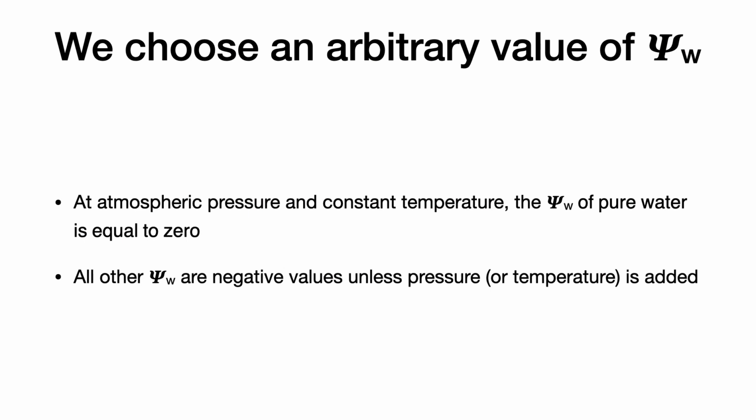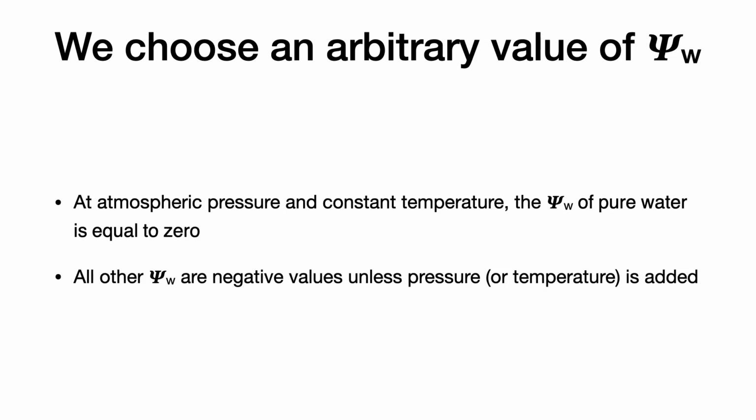To further define the water potential, we must choose an arbitrary value of water potential to make a standard value. We define the water potential at atmospheric pressure and constant temperature. The water potential of pure water is equal to 0. This is defined at the atmospheric pressure at sea level.